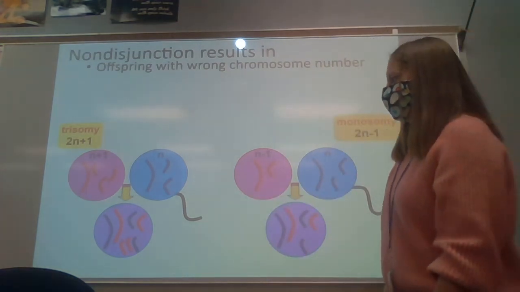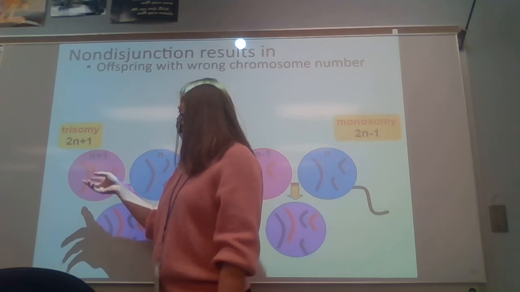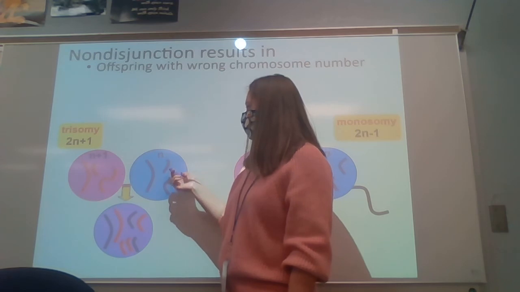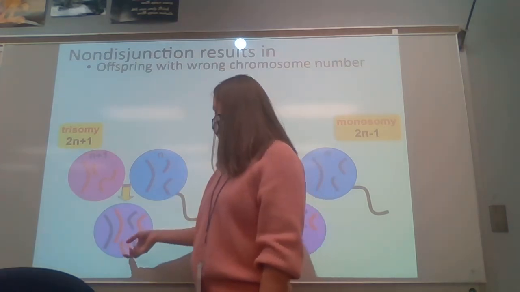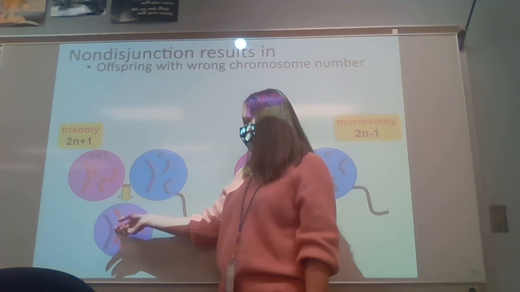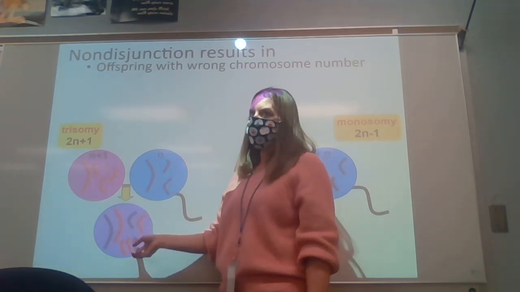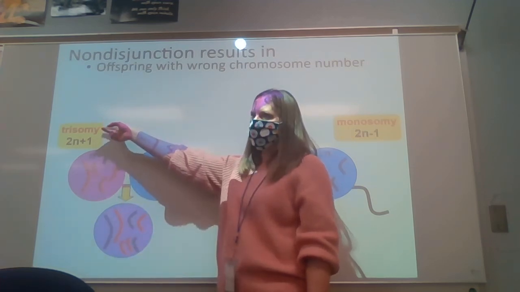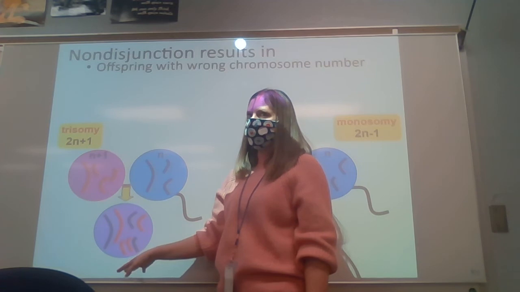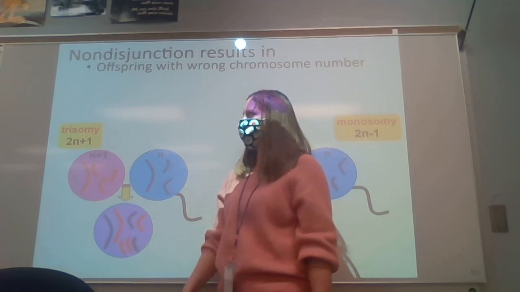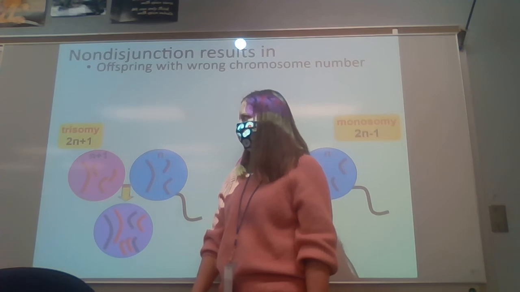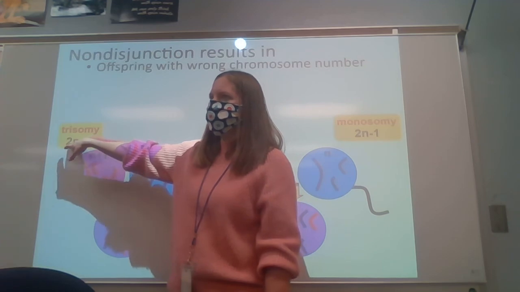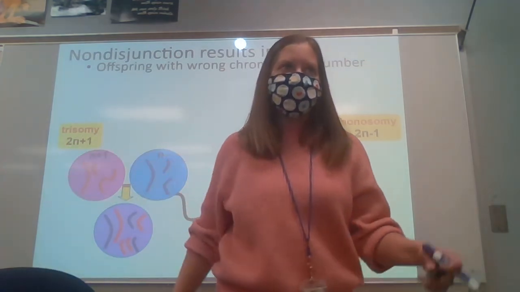So in this case, there was an error when mom made her gamete. She ended up with an extra copy. So when we fertilize that with a normal sperm from dad, the offspring is going to have 2 of each of these chromosomes, but they're going to have 3 of this one. That is called a trisomy. So if you have 3 of one of the chromosome pairs instead of 2, trisomy. Tri means 3. So usually we say this individual is a diploid plus 1. So they're diploid, but they have an extra copy of one of the chromosomes.